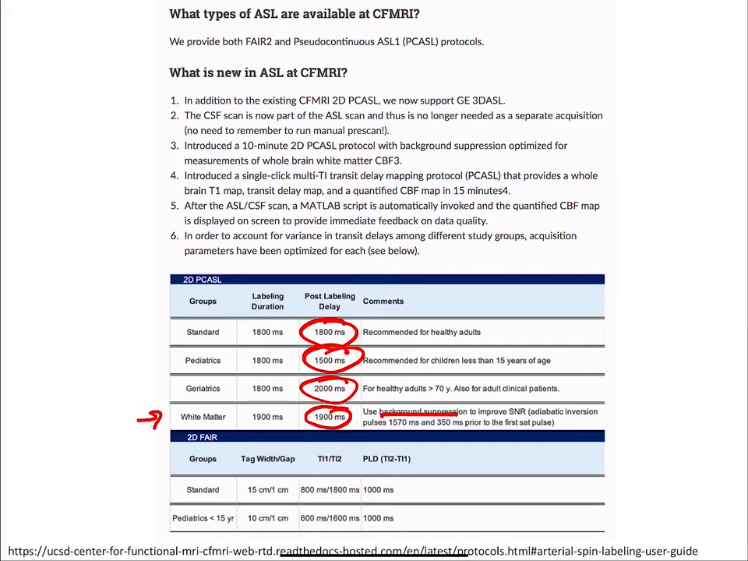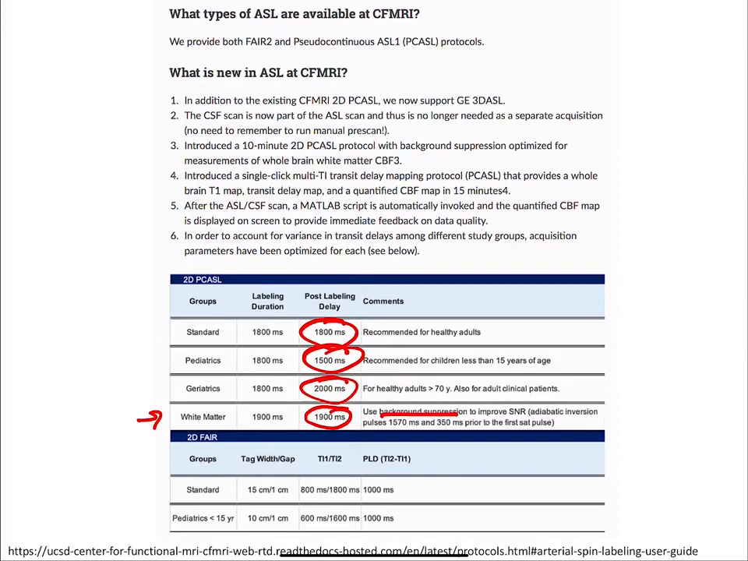For white matter, would 1900 work for geriatrics as well, or would you have to increase that even further? Oh, you mean for white matter and geriatrics? Mm-hmm. Yeah, you'd probably want to increase that even further.